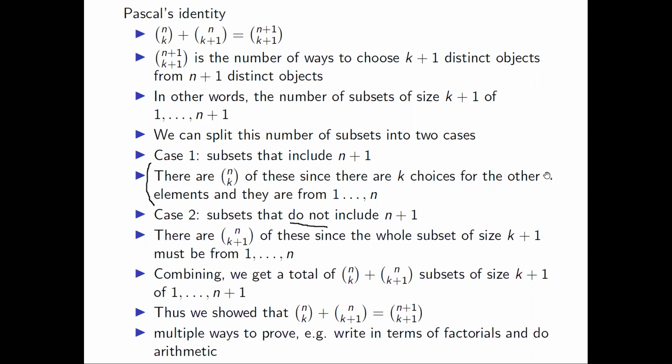And there are multiple ways to prove this one. So I'll mention another way. I won't put the proof up on this slide because it's something that you can do from home if you want, optionally. And you can just write n choose k plus n choose k plus 1 in terms of factorials. And if you do that, you can use arithmetic to write that as the factorials for n plus 1 choose k plus 1.